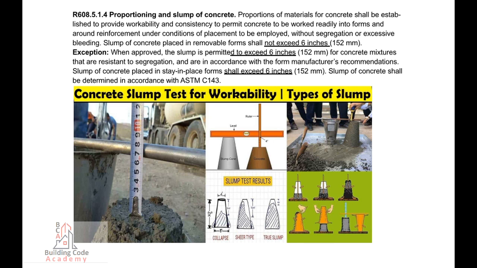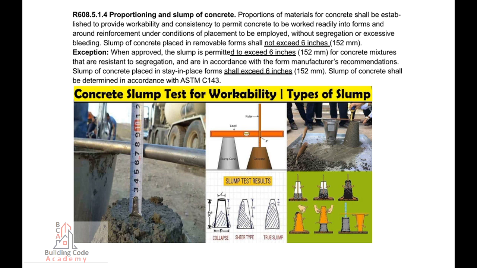R608.5.1.4 Proportioning and slump of concrete. Proportions of materials for concrete shall be established to provide workability and consistency to permit concrete to be worked readily into forms and around reinforcement under conditions of placement to be employed, without segregation or excessive bleeding. Slump of concrete placed in removable forms shall not exceed 6 inches, 152 millimeters.